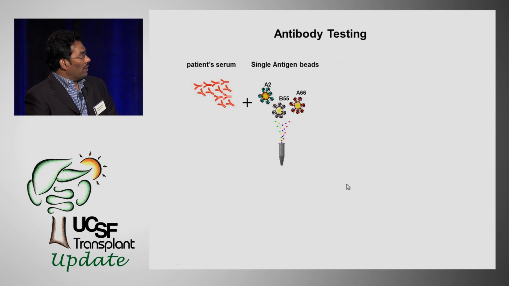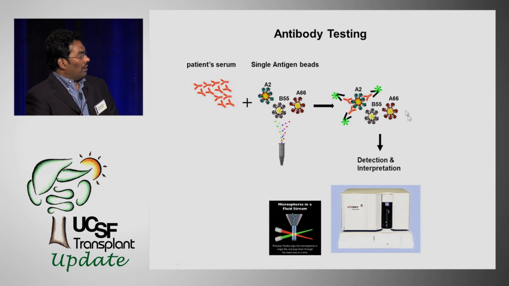Once we get the patient serum, you isolate the serum and mix it with these beads, the same way that we do for the cross matches. If the patient serum has any antibodies, in this case A2, they bind to this particular bead. Then you add the secondary antibody, which has a fluorochrome. Then you can detect using the Luminex method, which has two lasers. One detects the population of the beads, and the other detects the secondary antibodies. So again, it's a very simple test, but it's a very specific test.